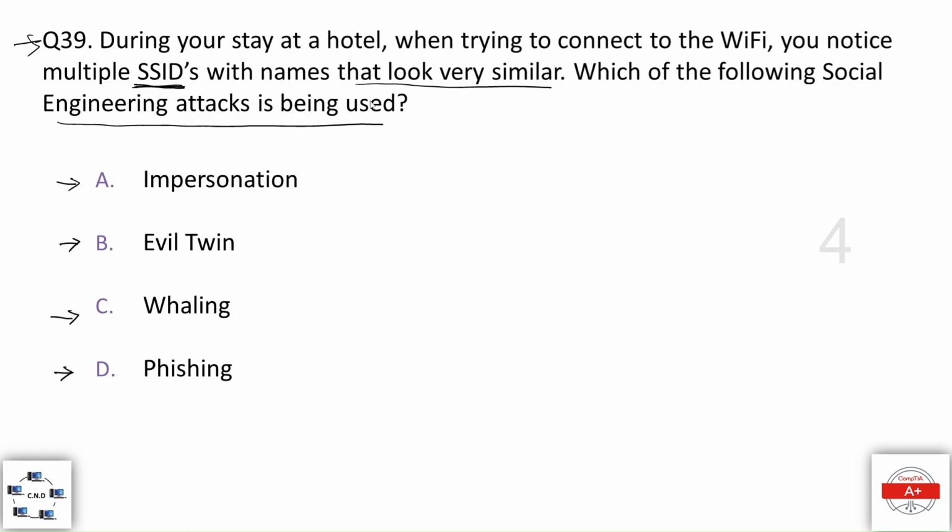And the correct option is, when we have multiple SSIDs, it means that we have a legitimate SSID, and then there is an attacker using a rogue Wi-Fi router with the same or similar name to the legitimate Wi-Fi router, so that the user may mistakenly connect to the rogue SSID, and the attacker may then intercept the data. So this type of attack is known as evil twin.